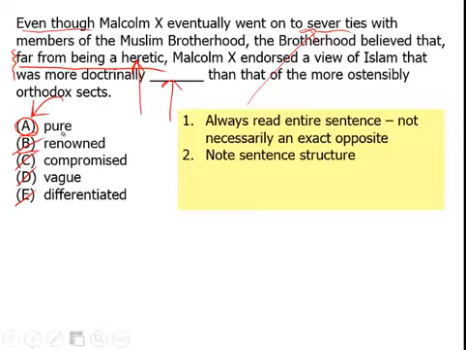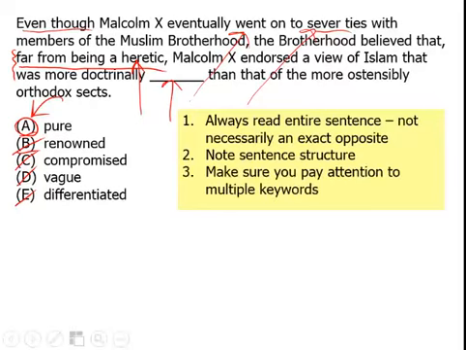So renowned doesn't quite get there, and you can see that, again, the more convoluted it becomes, the more we're going to be led astray by some of what looks like keywords when they're actually multiple keywords, and the more specific keyword here is "far from," meaning the opposite of being a heretic. Now, we could end it right there, but why not try an even more difficult, more convoluted text completion?